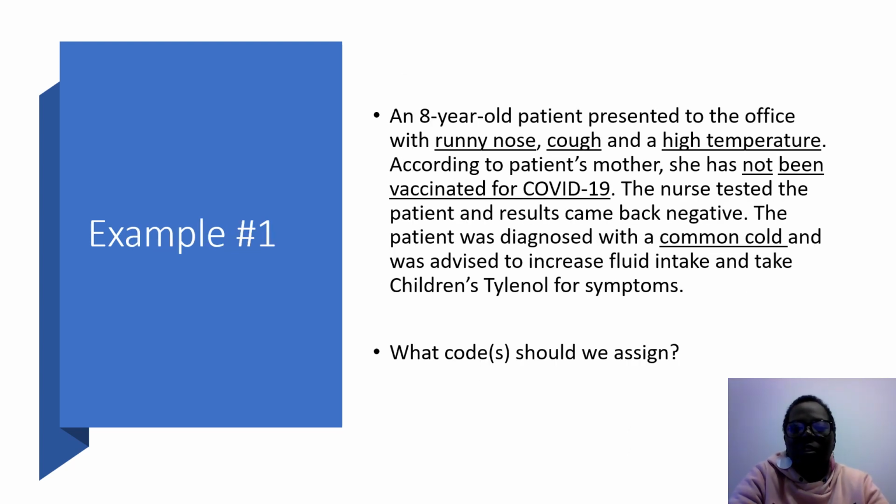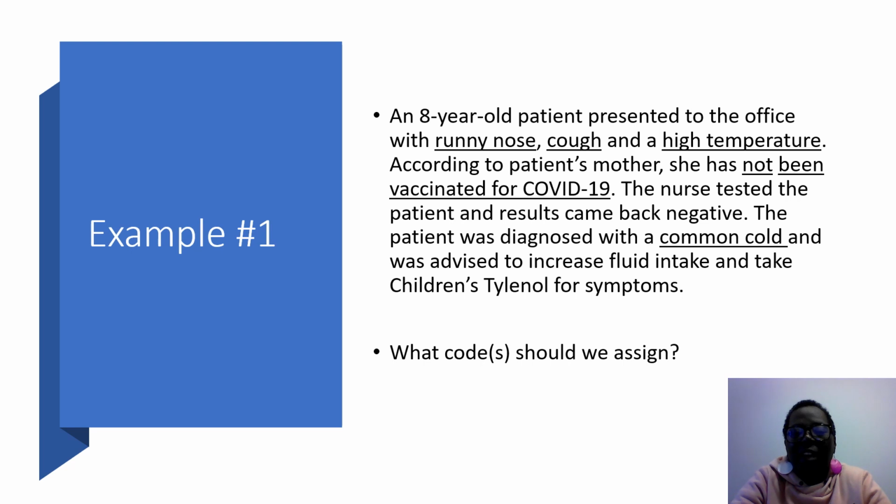So in example 1, we're going to start applying the ICD-10 coding guideline to a particular scenario. We have an 8-year-old patient who presented to the office with a runny nose, cough, and a high temperature. According to the patient's mother, the patient has not been vaccinated for COVID-19. The nurse tested the patient and results came back negative. The patient was diagnosed with a common cold and was advised to increase fluid intake and take children's Tylenol for symptoms. So what code or codes should we assign?